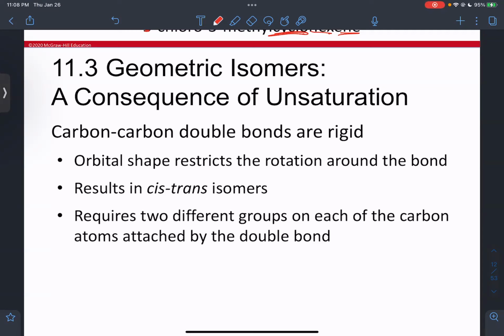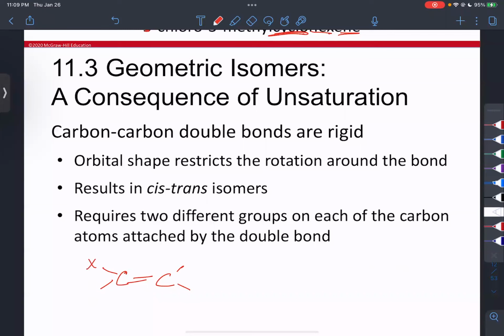And so because you are going to have restrictions like that, it's going to result in what are called cis and trans isomers. So if you talked about cis and trans isomers, here's two carbons. Let's say they're participating in a carbon-carbon double bond. Each carbon can bind to two other things. So we'll call them X and we'll call them Y. Doesn't really matter. So in order to know if you have something that has the ability to be cis or trans, you have to have a different group on each of the carbon atoms that are attached by the double bond.